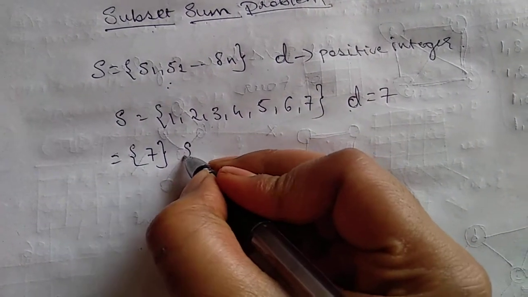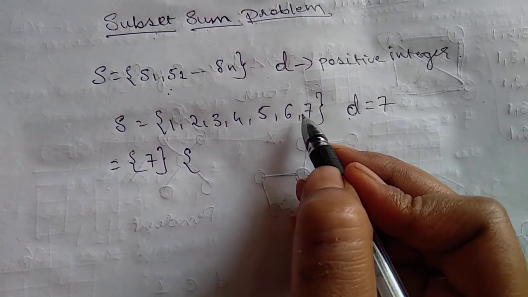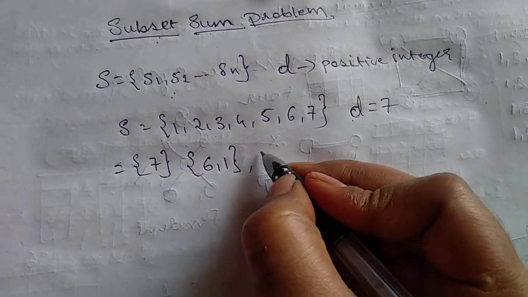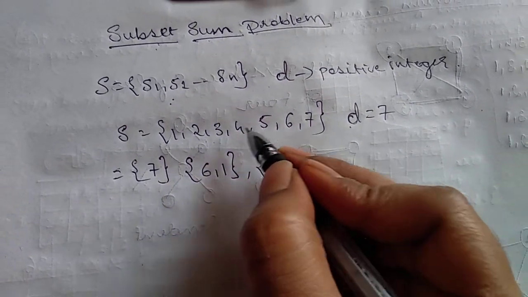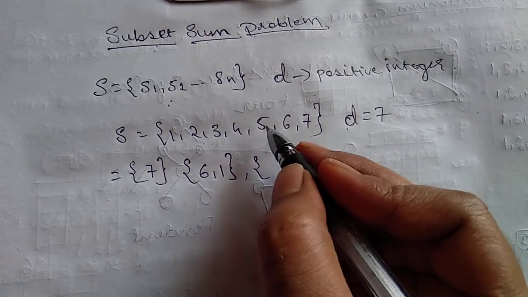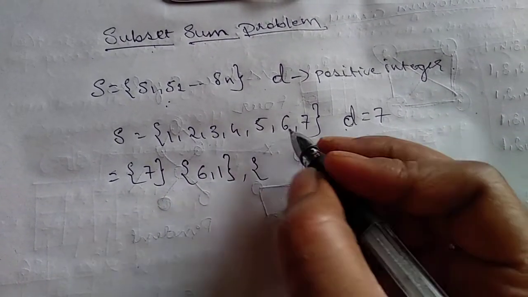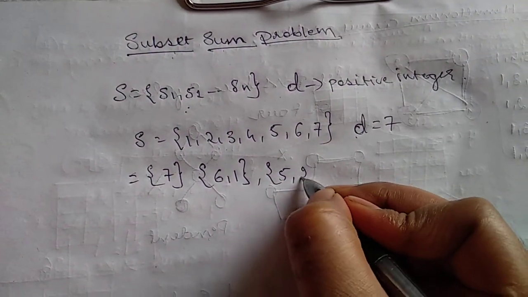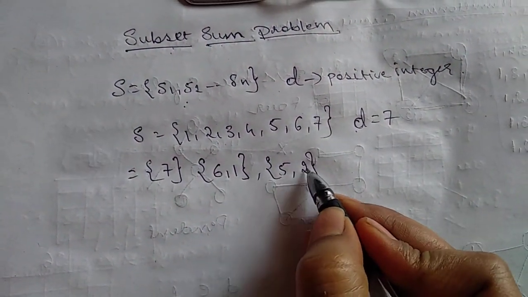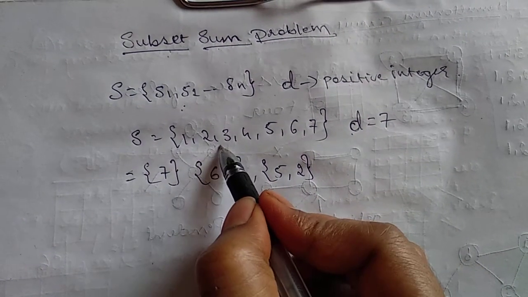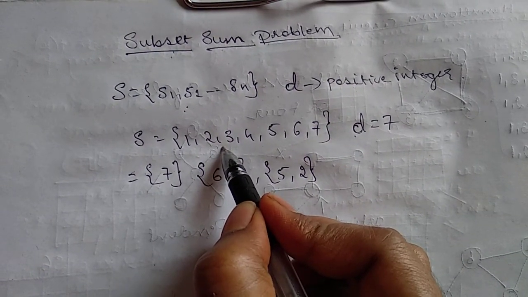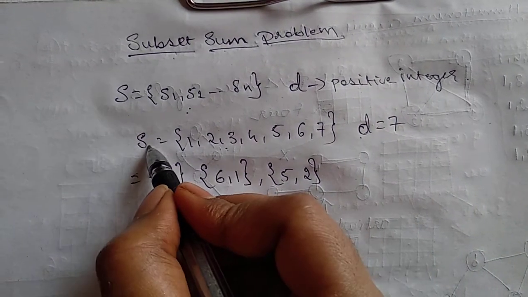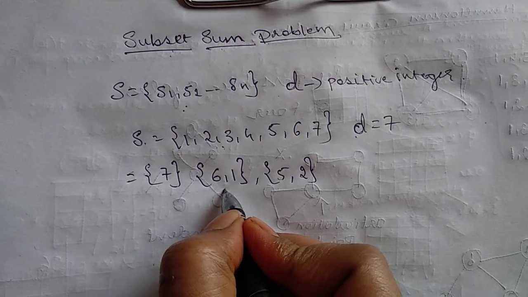Next, I'll consider two digits. See, 6 plus 1, it is 7. So 6, 1 I'll write. Then is 6 plus 2? No. 6 plus 3? No. These are all no. 5 plus 1 is 6, but 5 plus 2 is 7. So I'll write 5, 2. These are all subsets of this S, is it not? What do you mean by a subset? The numbers which are present in S, which are called a subset, is it not?